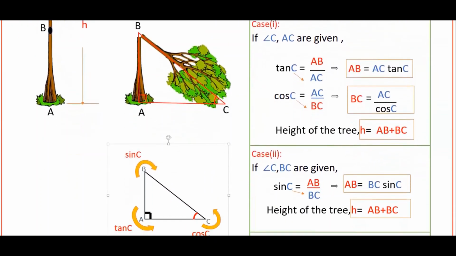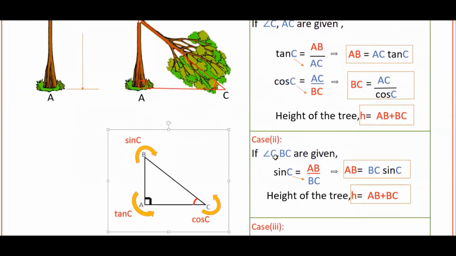In the second case, if angle C and BC are given, then sin C is equal to opposite side by hypotenuse, so AB by BC. Then you can find AB is equal to BC into sin C. Therefore, height of the tree H is equal to AB plus BC. So here AB we know and BC also we know. So H is equal to AB plus BC, that is height of the tree.